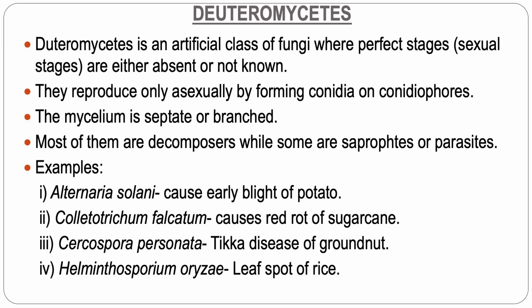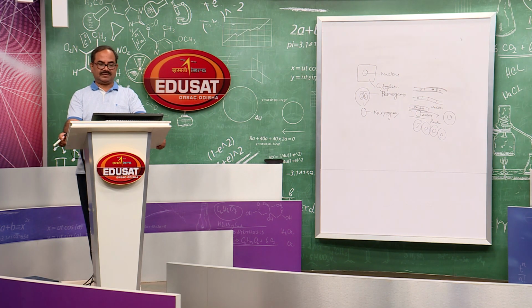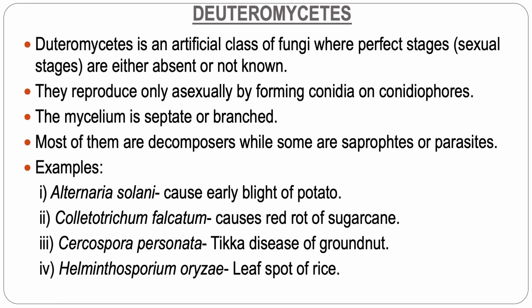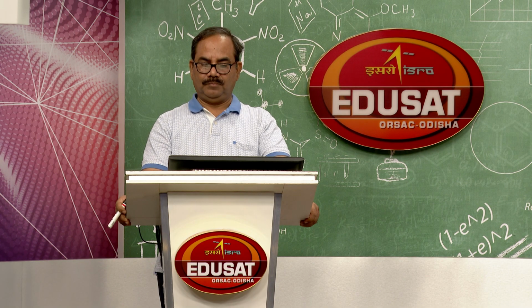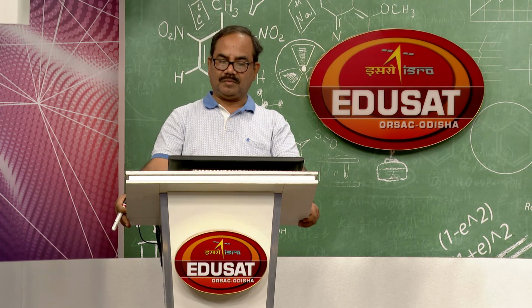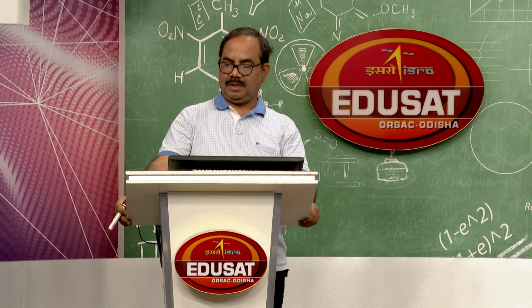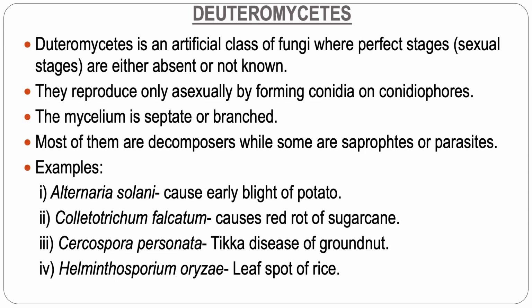Then we shall come to the last group, the Deuteromycetes. Deuteromycetes is also known as fungi imperfecti, where perfect sexual stages are either absent or not known. We have so far not found the perfect sexual stages with this group of fungi. They reproduce only asexually by formation of conidia or conidiophores. The mycelium is septate and branched. Most of the Deuteromycetes are decomposers, while some are saprobes or parasitic.